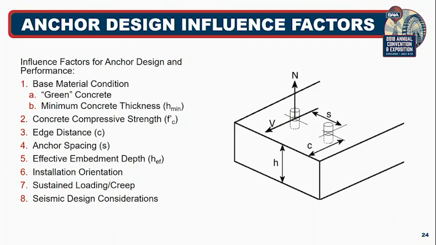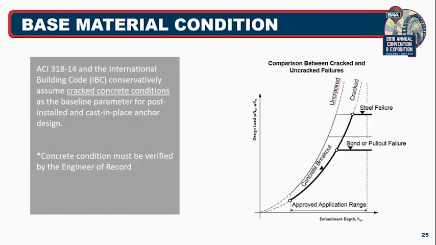Anchor design influence factors. There are various factors that affect the performance of adhesive and mechanical anchor systems, and these are some of them. They include the base material condition, type of concrete that you're utilizing, whether it's cracked or uncracked, the thickness of the concrete that you've got, the compressive strength of the concrete, important factor there, edge distance, how close is the anchor to the edge, how far are the anchors spaced from each other, how deep is the anchor embedded, and then which way is the anchor installed? Orientation, installation orientation. Is it installed overhead? Is it installed horizontally? Is it subjected to sustained load systems? And do we have to take into account seismic? Is it being designed or installed in a seismic zone?